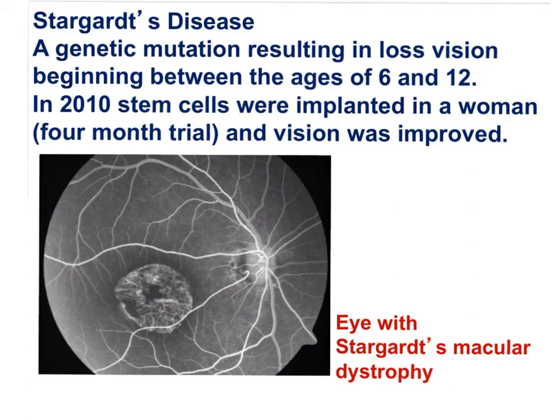Stargardt's disease results from a genetic mutation. There's a loss of vision beginning between the ages of 6 and 12. In 2010, stem cells were implanted in a woman for a 4-month trial, and vision was improved.